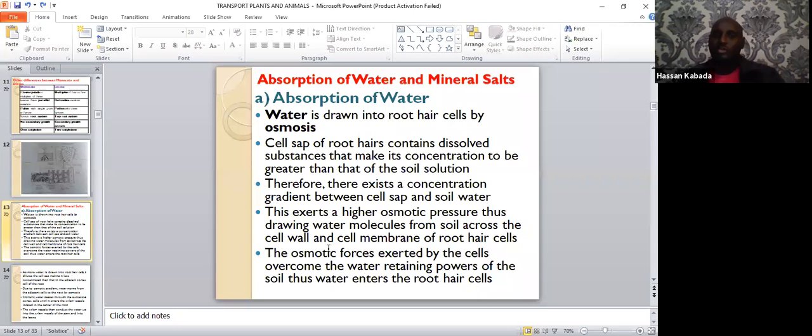Water is drawn into the root hair cells by osmosis. This one is common. From Form 1, when you studied about osmosis, we said one of the roles of osmosis is for absorption of water and mineral salts.